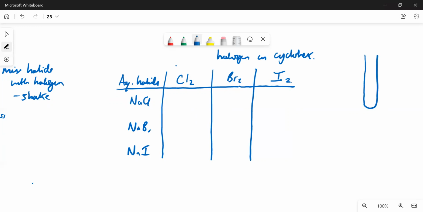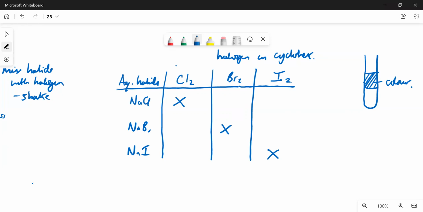The bottom layer is always going to be colorless. So the observation we're looking at is the color of the cyclohexane layer, to see if there's any color change there. Right, obviously we're not going to react the halogens with themselves, so we can put across there sodium bromide with bromine and sodium iodide there. Right, let's do this sodium iodide and chlorine there.